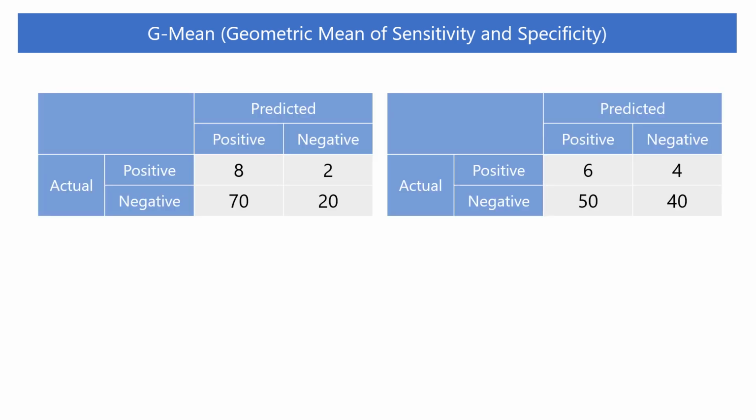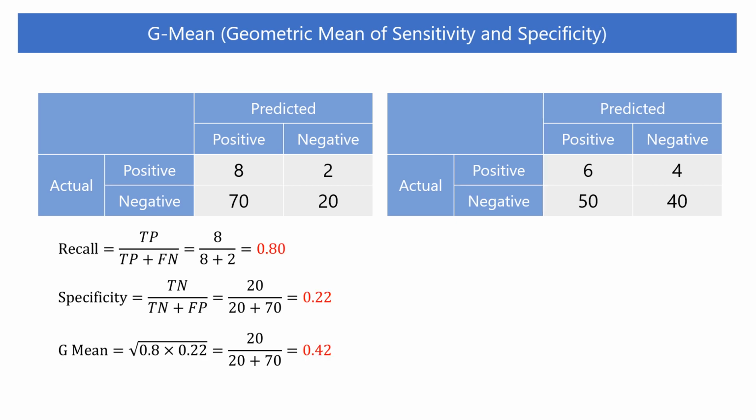Let's compare the results of two classification models. In the first example, the model achieved high recall, 0.8, but it is low in specificity, 0.22. It means that this model correctly predicts positives, but is poor at predicting negatives. When we compute its G-mean, it is 0.42.